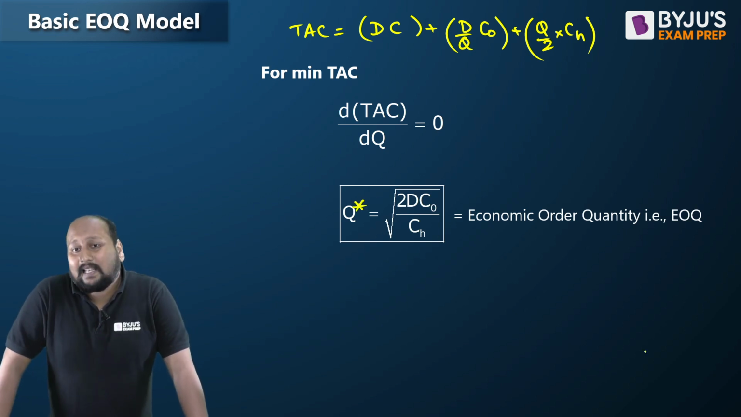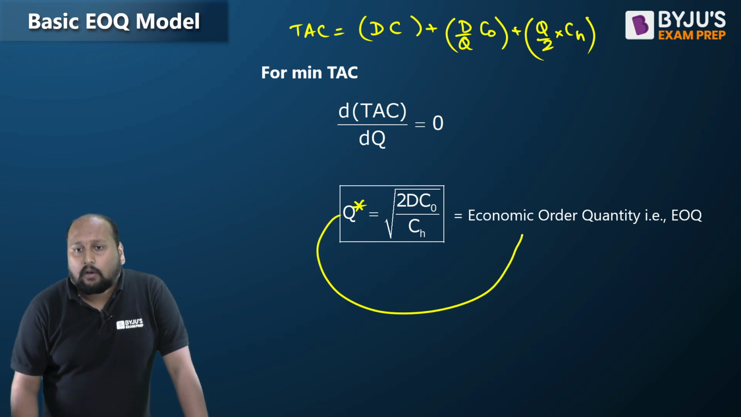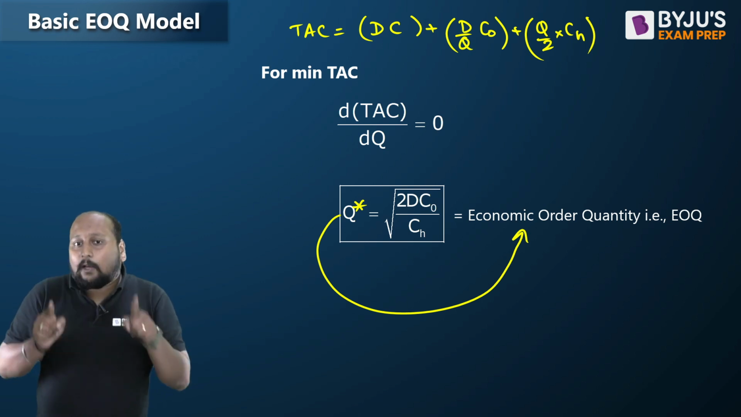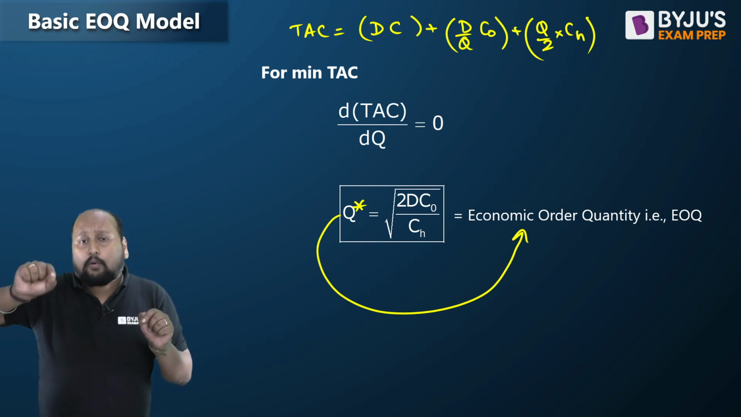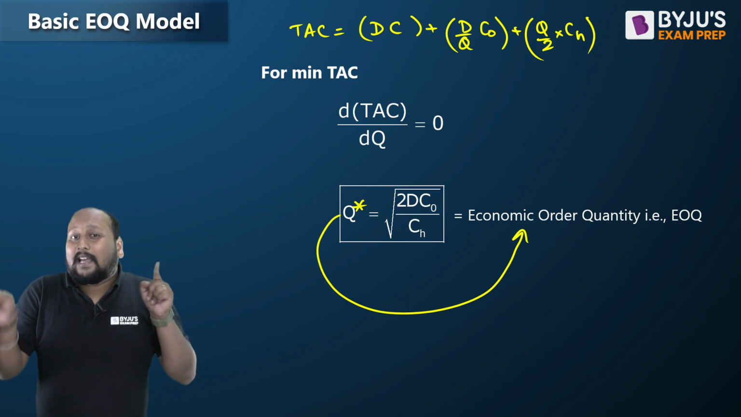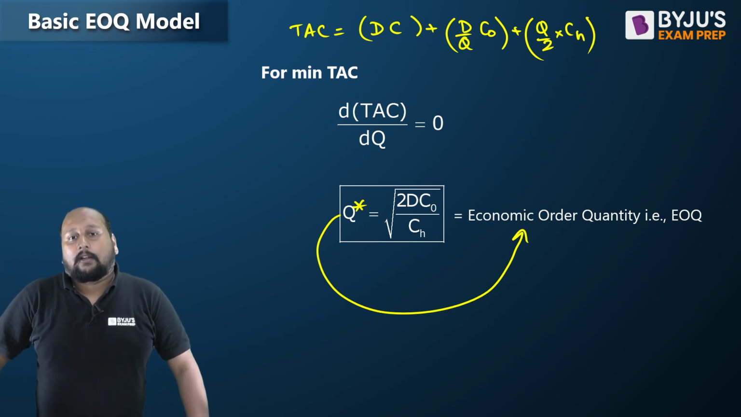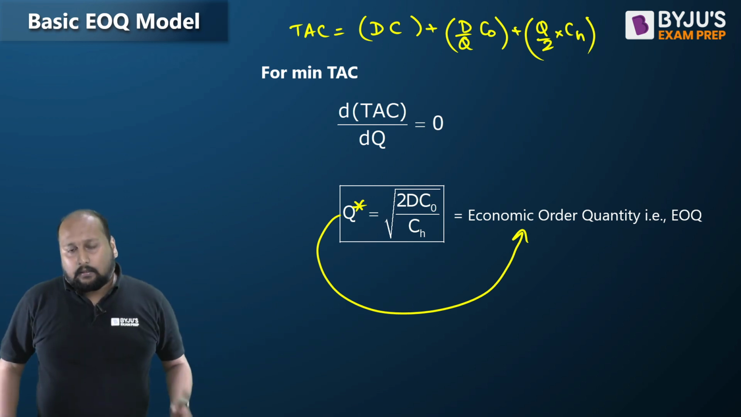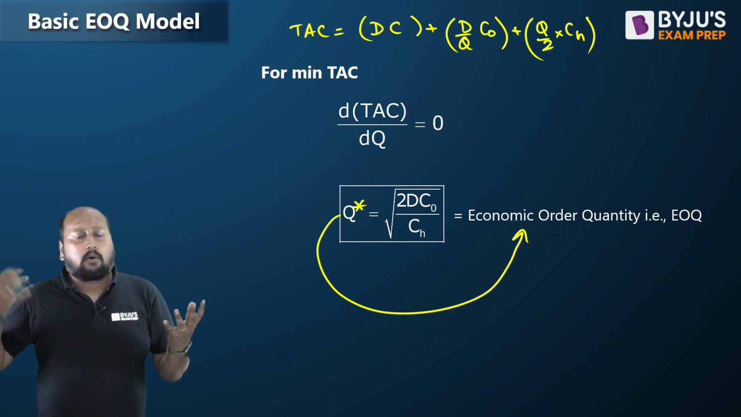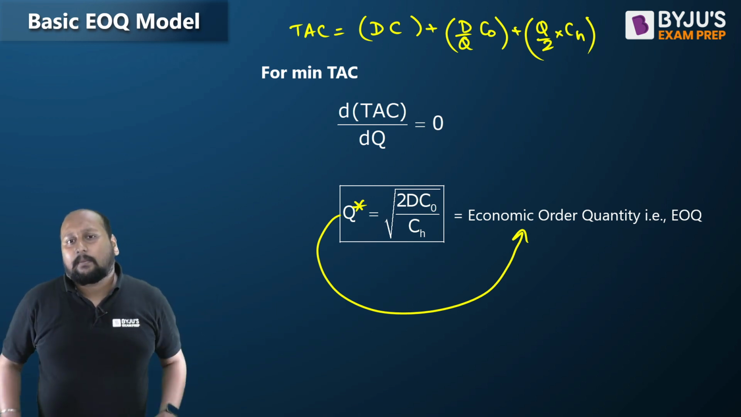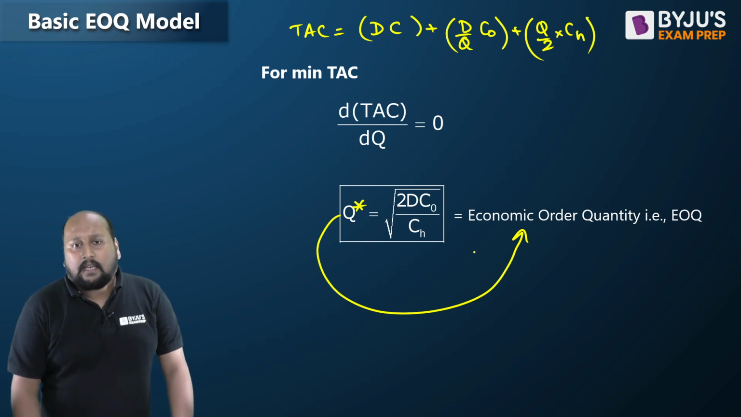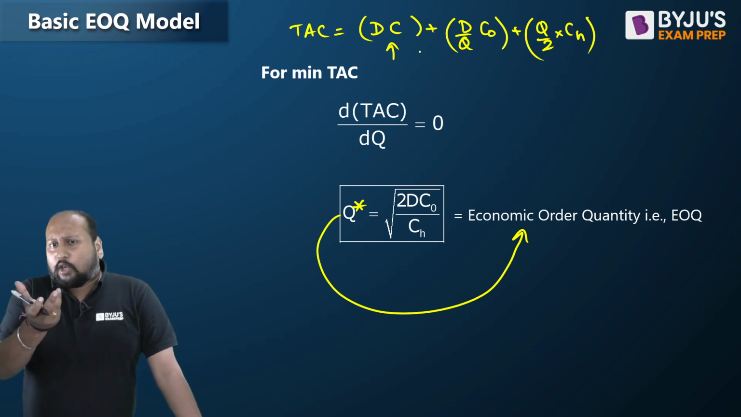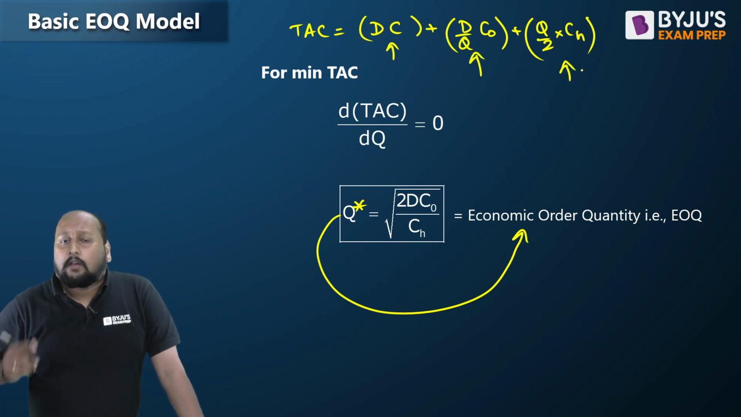So Q star is equal to root of 2DCO by CH, and this Q star we call the economic order quantity. That means if you place orders of size Q star, the total cost associated with that inventory will be minimum. That is the best thing. It takes into consideration the ordering cost and the holding cost, because only these depend on the order size. The purchase cost is independent of Q. There is no Q term in it, but the ordering cost and holding cost have a Q term.